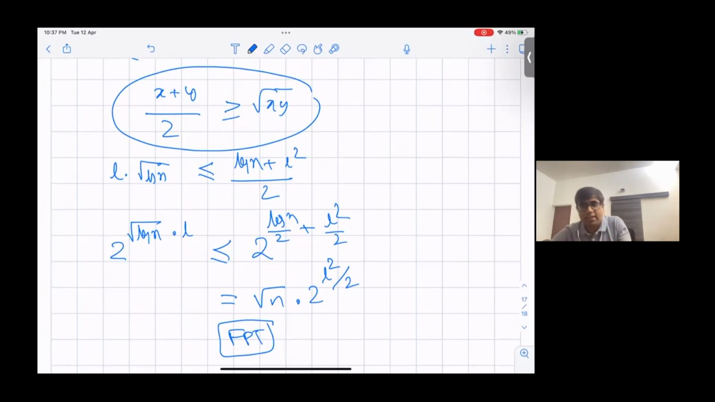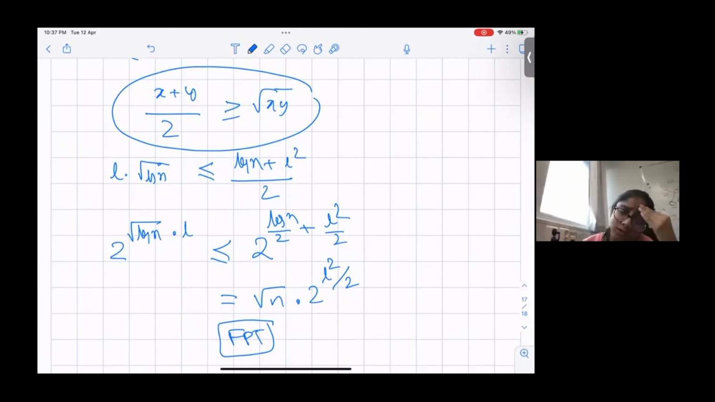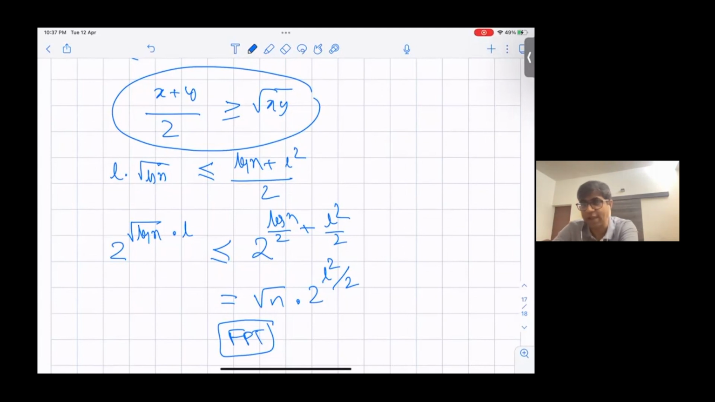You might ask, hey, why did you not try this with log n? Try this with log n. Now, what will you get? 2 to the log square n by 2. Yeah, which is like n to the power some square root log n or something. N to the power log n or something, right? Which is not FPT.